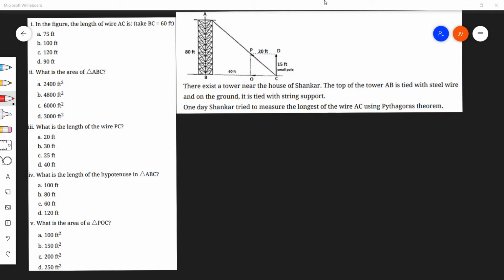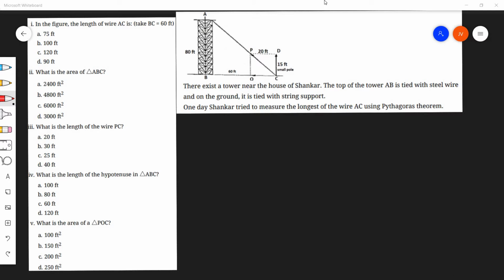Based on the case study and the concept of the chapter, there will be 5 MCQ questions given. Out of the 5, a student is supposed to answer any 4, and each MCQ question carries 1 mark. So the total marks for a case study question is 4 marks. And in this playlist, I have answered 40 MCQs that will give a quick revision to the complete mathematics of CBSE class 10th for the coming board exam.